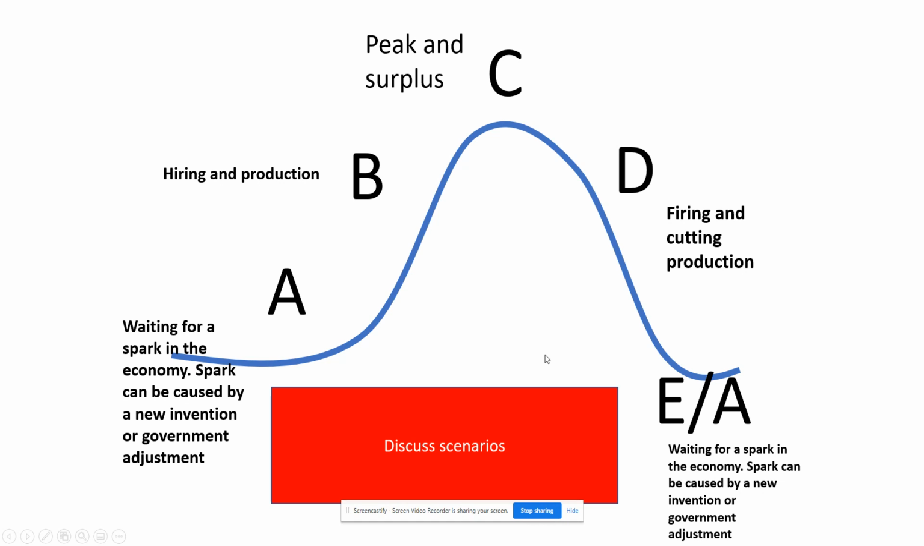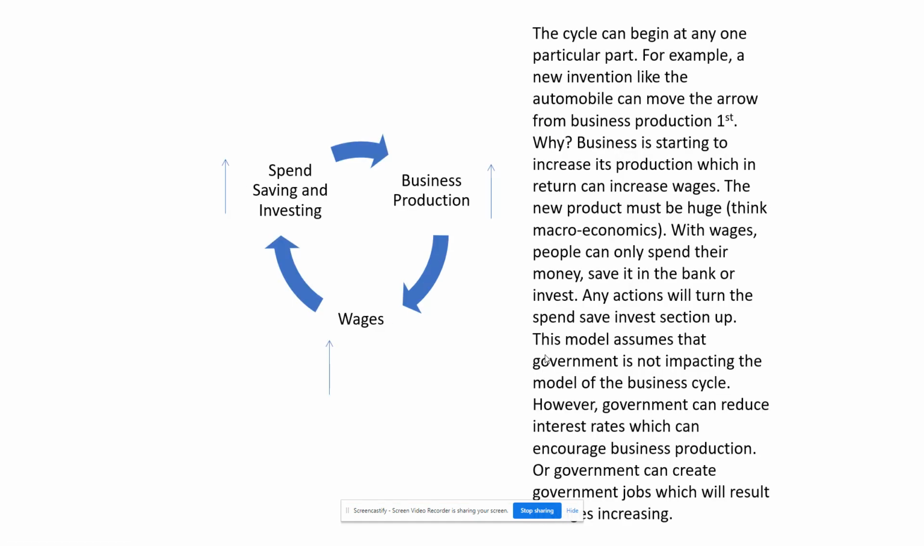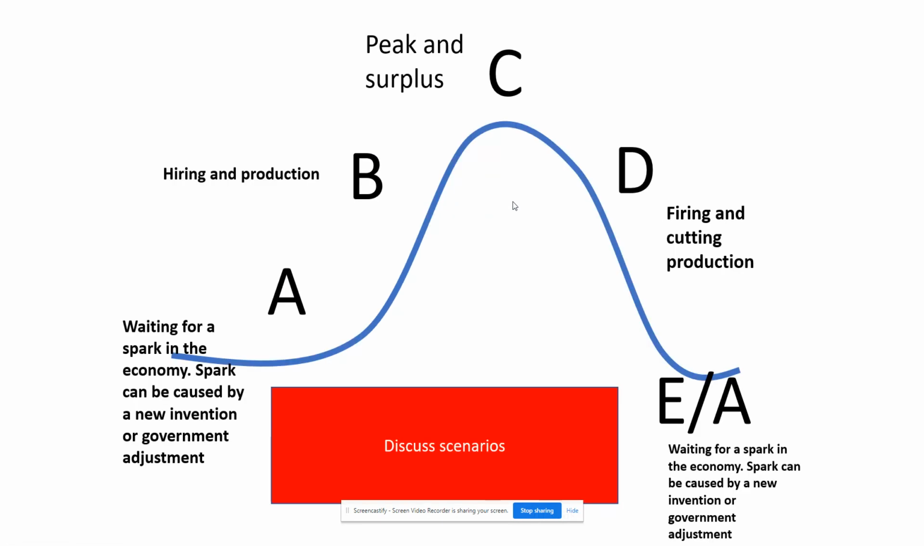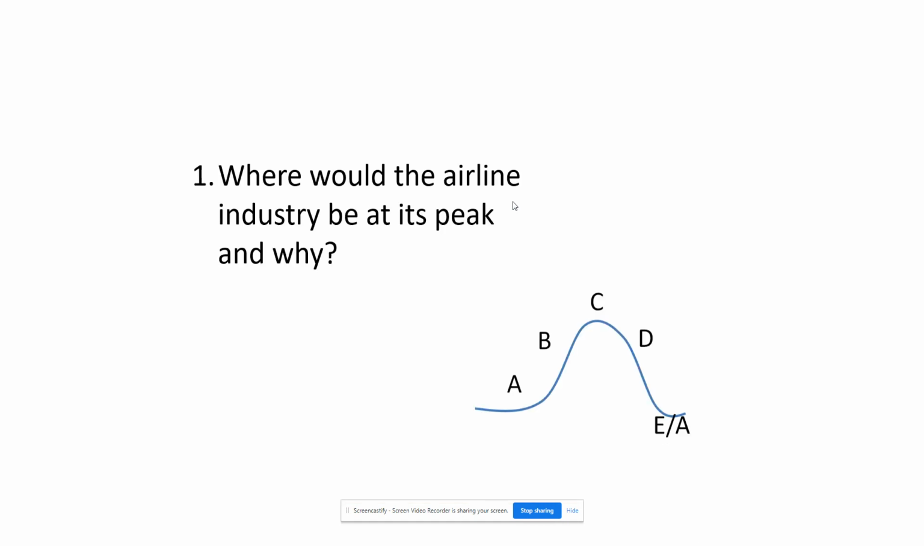So I do have a couple of scenarios to think about here. Notice in this image, I have arrows that are here. And I kind of already explained some of these things. Anything can force business production to go up. Sometimes it's a boom in the economy, some new invention, it varies and it can go either up or down. But where you are here will determine where you are on this particular graph. So let's look at a couple of scenarios.